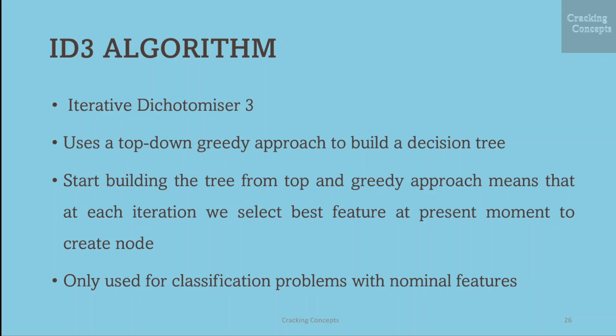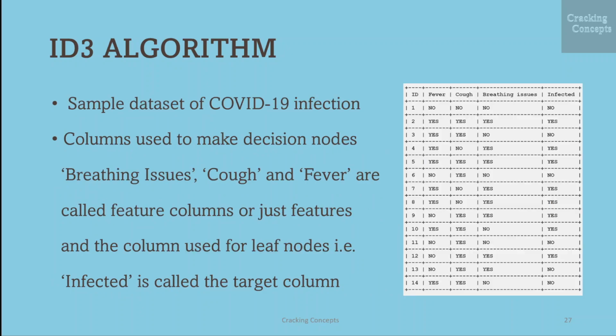In simple words, the top-down approach means that we start building the tree from the top, and greedy approach means that at each iteration, we select the best feature at the present moment to create a node. Most generally, it is used for classification problems with nominal features only. Now we'll see an example for the same. For this, we are taking the sample data set of COVID-19 infection.